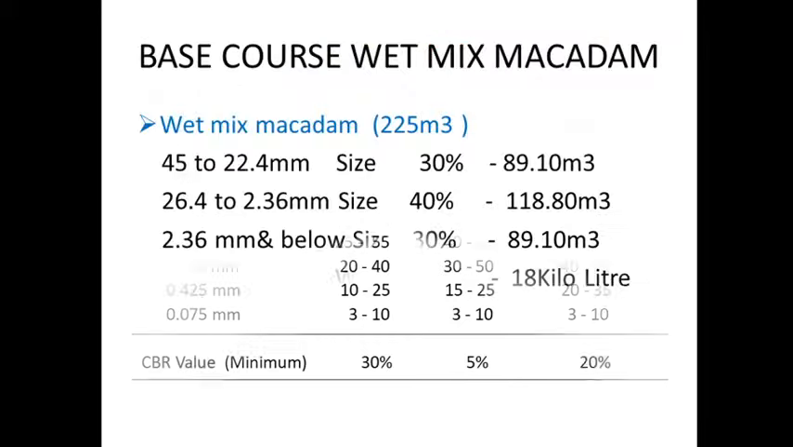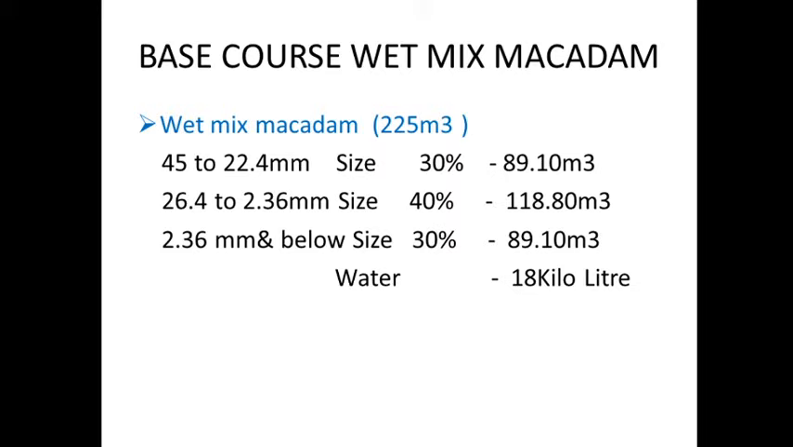Then one day outturn for base as wet mix macadam, 225 cubic meter is required. Out of the 225 cubic meter, 45 to 22.4 mm size is 30%, 26.5 to 2.36 mm size stone metal 40%, and 2.36 mm and below size 30%. Then water required is 18 kiloliter for preparing 225 cubic meter of wet mix macadam for one day outturn.